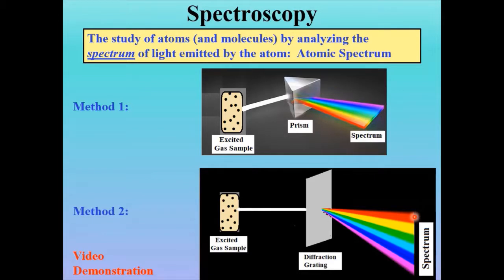So let's go ahead and watch a video demonstration from another instructor, and he will explain what the diffraction grating is and also show you some examples of different spectra from different materials, including a solid metal filament in a light bulb, and also some different types of gas.